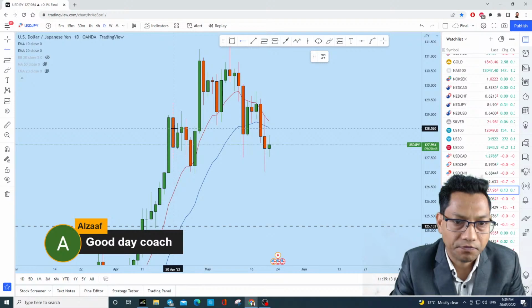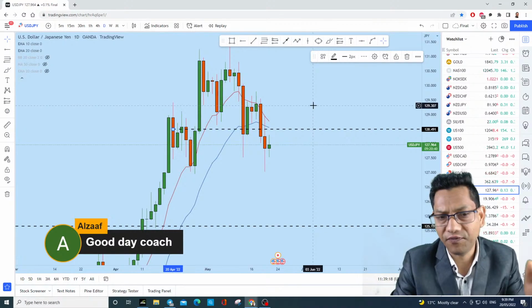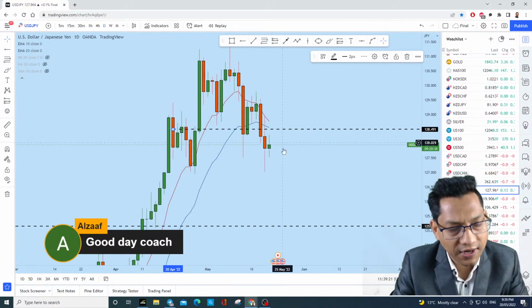Let me draw it exactly. Let's say 128.49. If only dollar yen managed to reach there, I'll be selling.